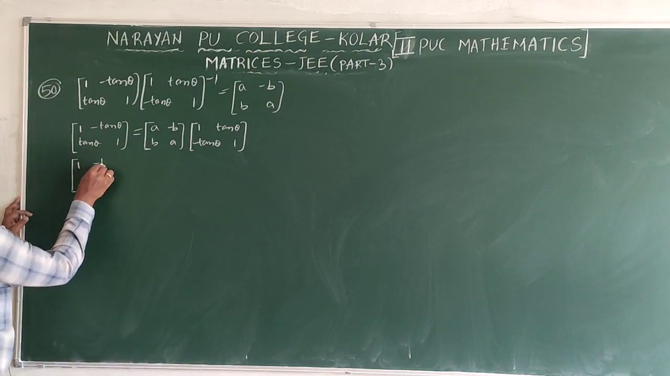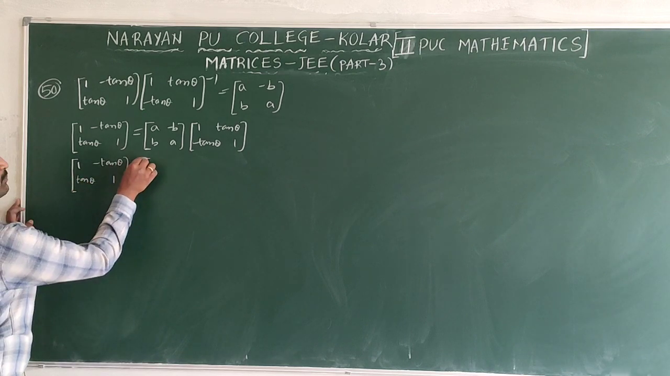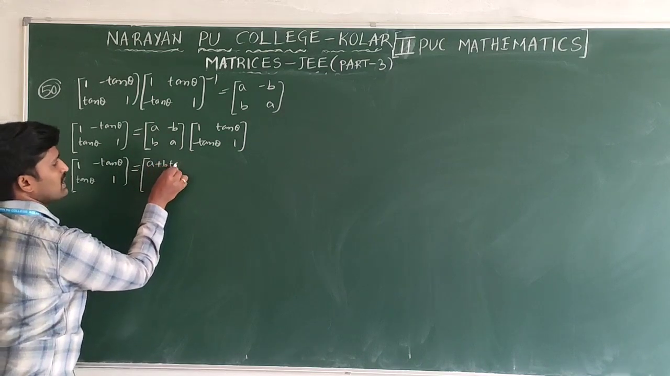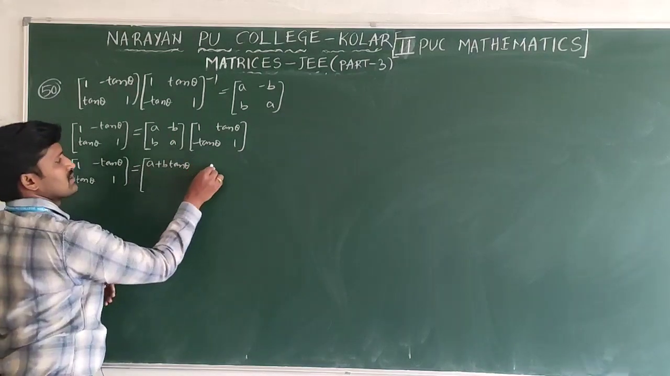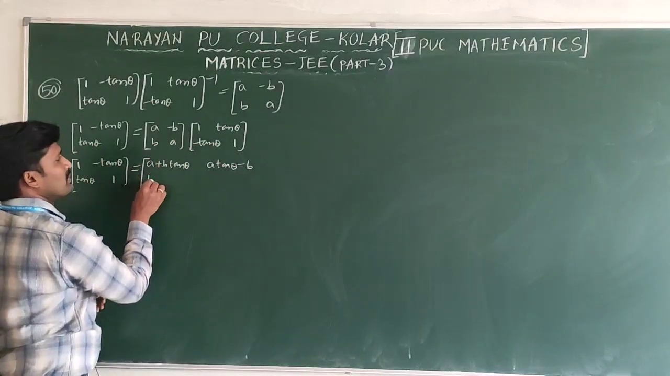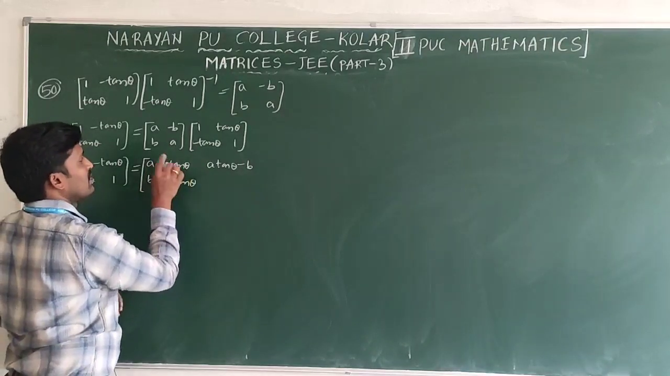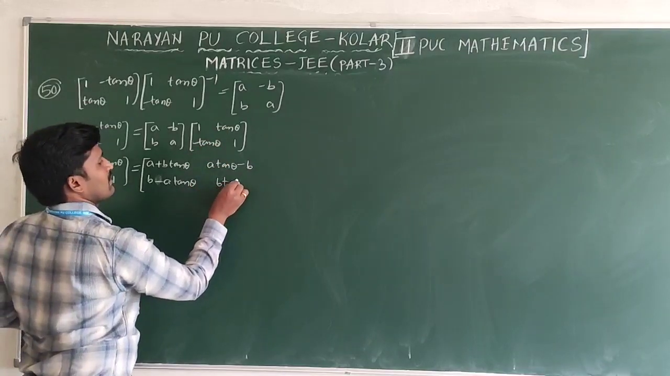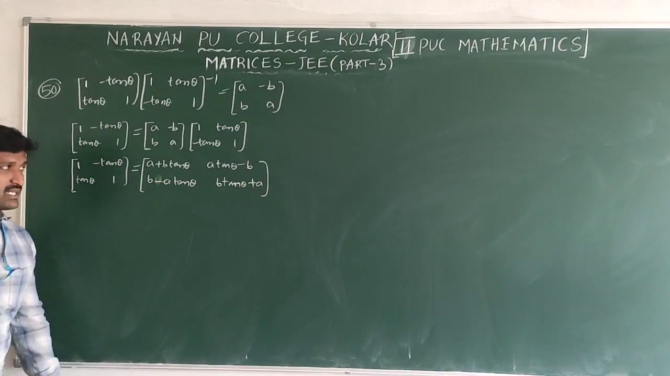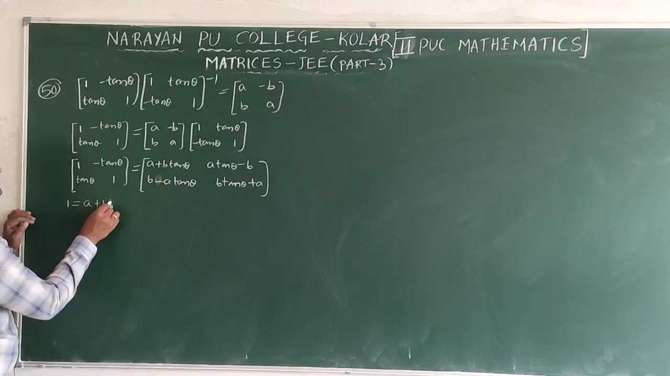Now left side, 1 minus tan theta, 1, multiply here. A into 1, A, minus of minus, plus B tan theta. Next A tan theta minus B. Next B into 1, B. A into minus tan theta is minus A tan theta. Next B tan theta. A into 1 is plus A. Now you can compare these elements. What here? 1 equal to A plus B tan theta.